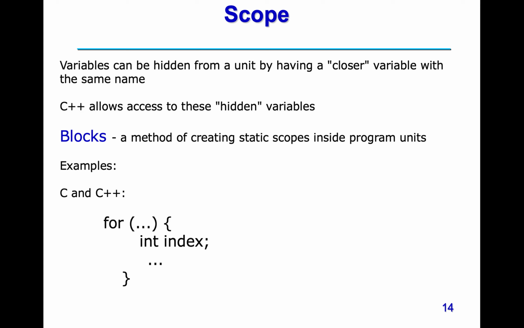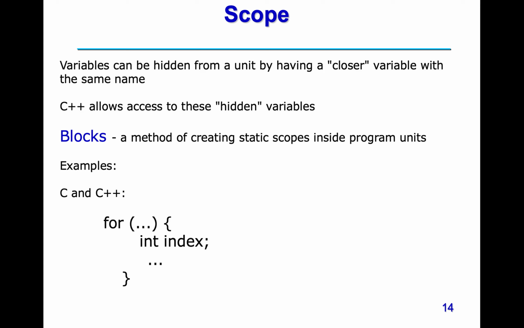Variables can be hidden from units. If you don't support non-local and you only support a local scope, which is what you got in C, C++ allows access to these hidden variables. Yeah, they're not really hidden. We have blocks, a method of creating static scopes inside of the program units. So C uses static scoping. Static scoping is local scoping. Non-local scoping is not static. It's actually dynamic, but they don't call it dynamic. They just say it's non-local.